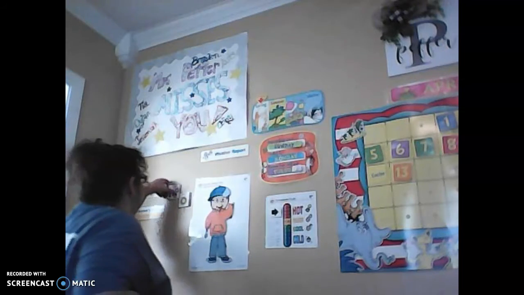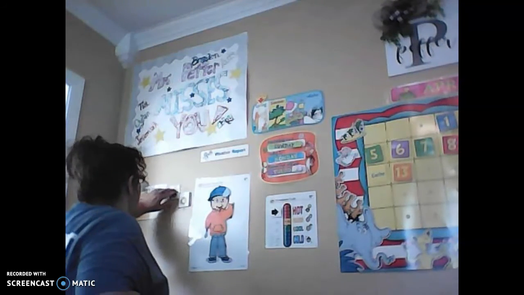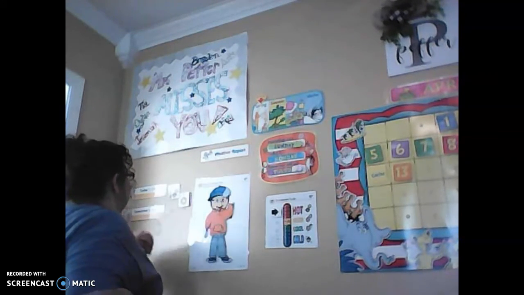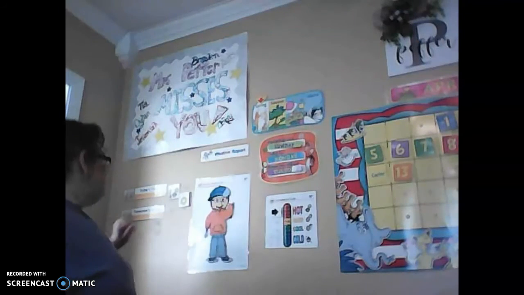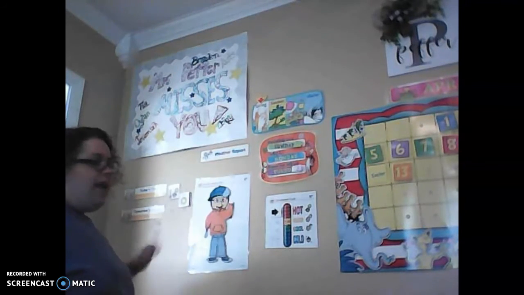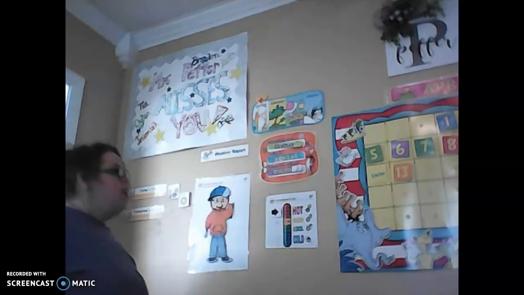So which one of these pictures is hot? This one or this one? Which one? You're right. If you said the one with the red thermometer and the sun and the guy with the shades on, that is going to be hot. So we're going to stick that here, and it's going to be the same for both today and tomorrow. Hot and sunny today, hot and sunny tomorrow.